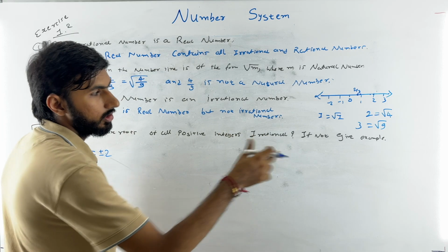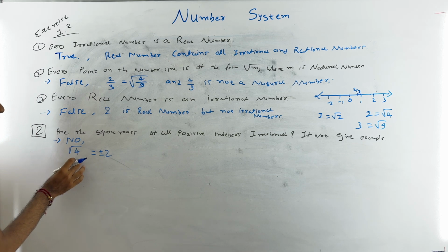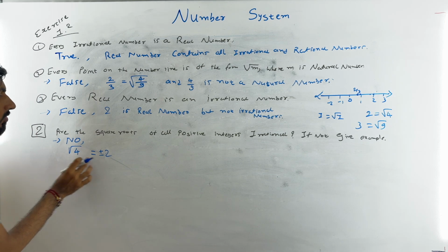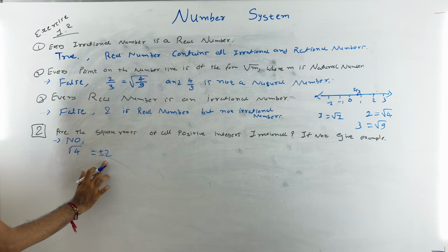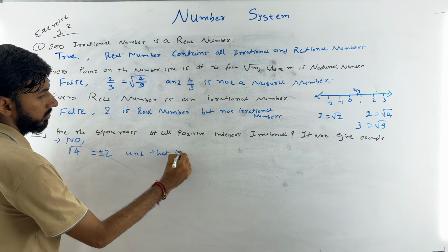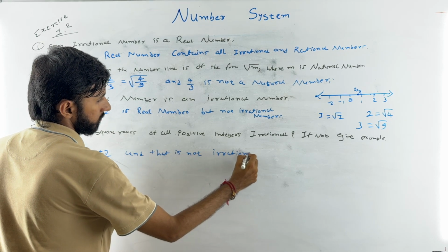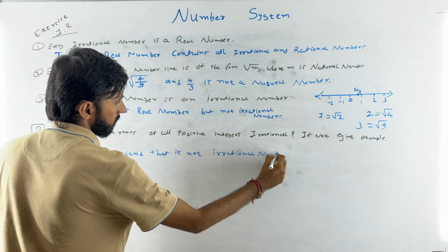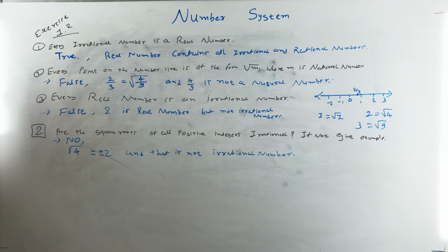And if not, then we have to give an example that shows that the square root of a positive integer is not an irrational number. So here is the example, root 4 equals plus or minus 2, and that is not an irrational number. So here are the first and second questions of exercise 1.2.